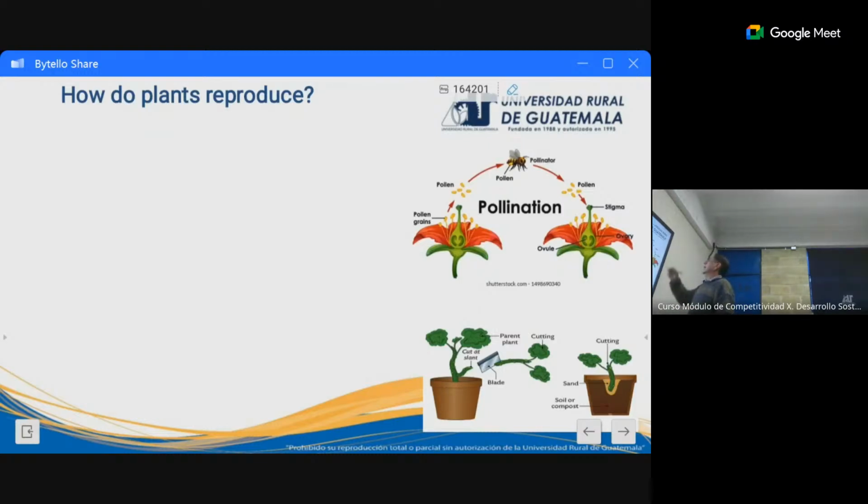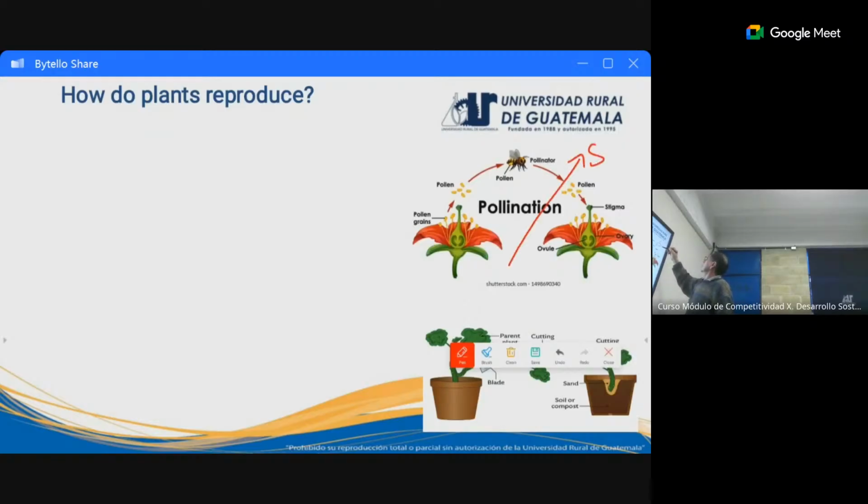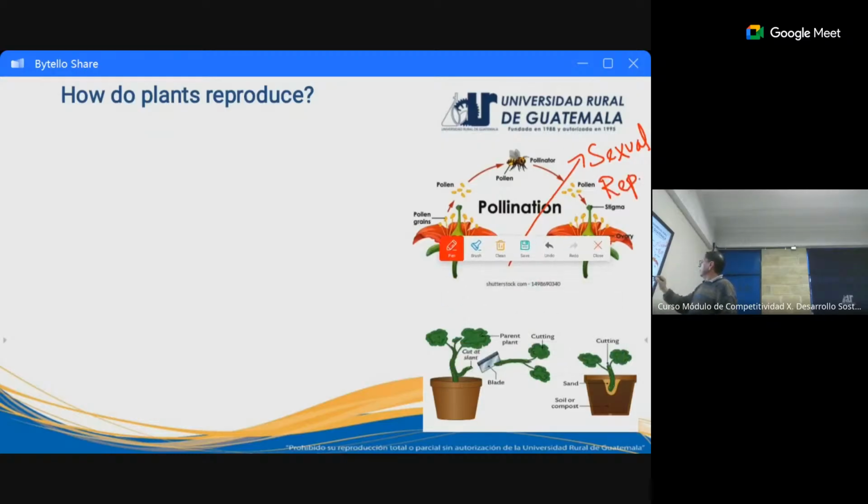Okay, let me write down here. This process is asexual reproduction. Why? Here we see the process of asexual reproduction.